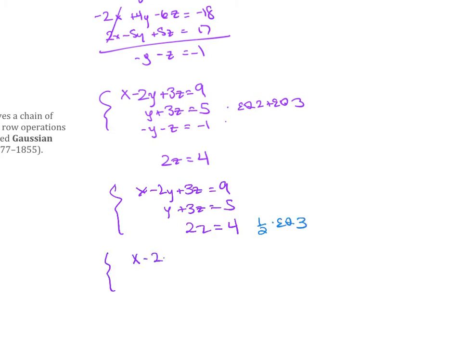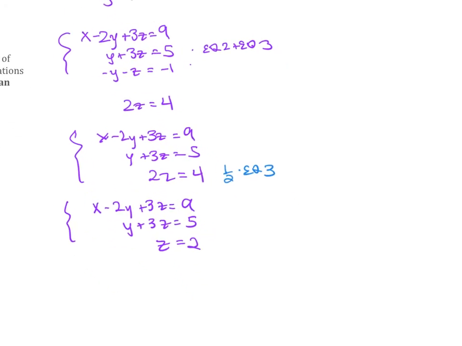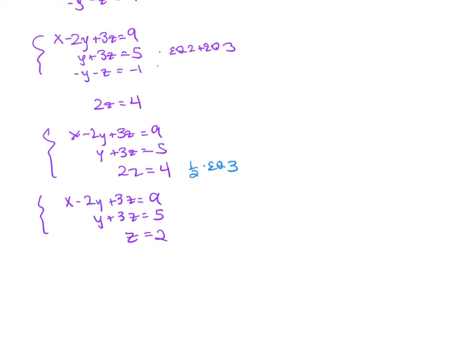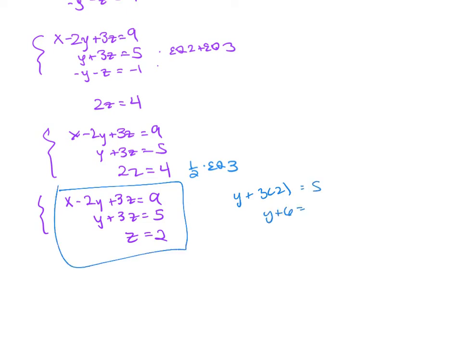So x minus 2y plus 3z equals 9, y plus 3z equals 5, and now we get z equals 2. Now we can use back substitution to solve for everything. So this is our final equation: y plus 3 times 2 equals 5. So y plus 6 equals 5, or y equals negative 1.